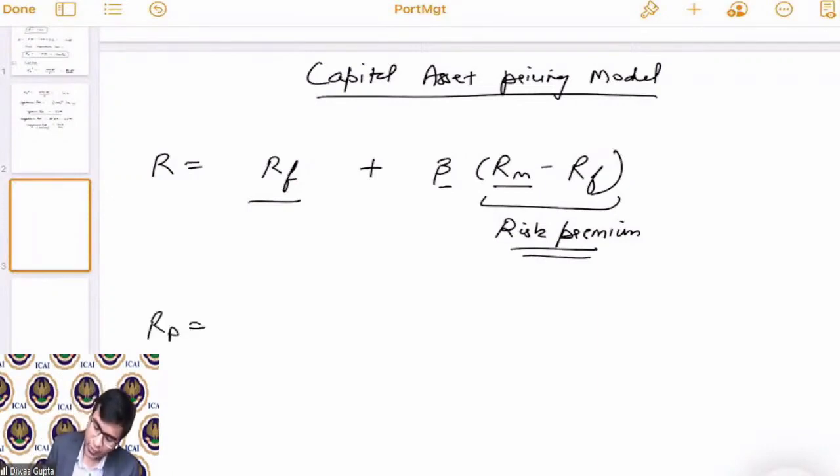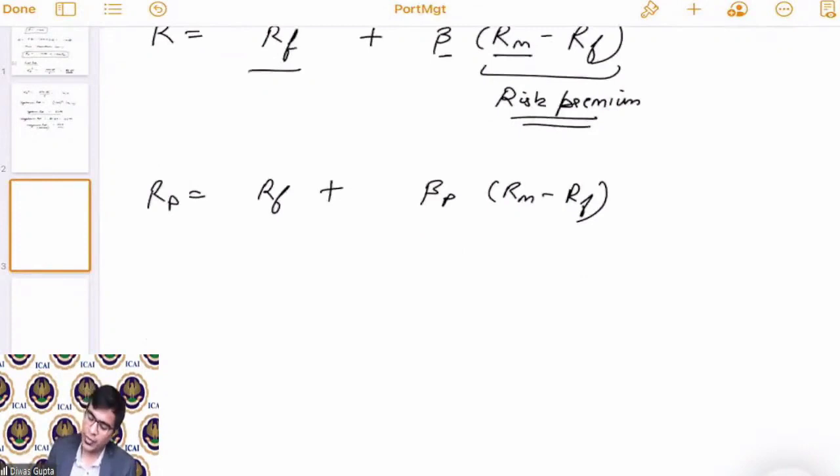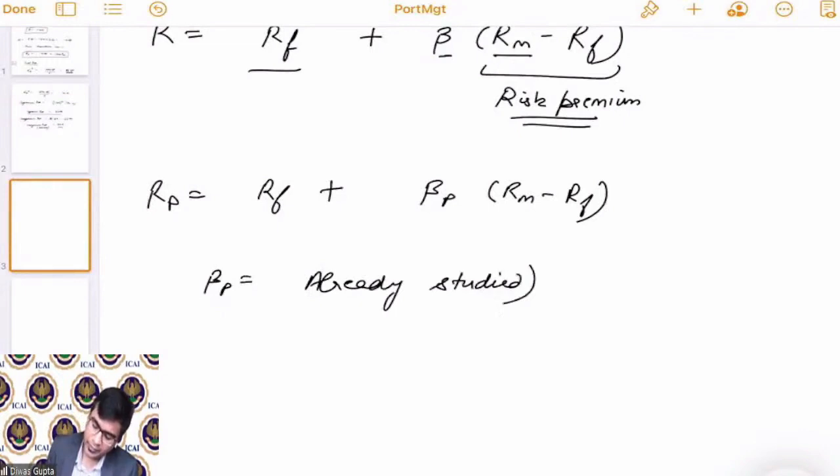For a portfolio, the return is very simple. Instead of this, we have to take the beta of a portfolio. That's all. Correct? The beta of a portfolio we have already studied. It's just a weighted average beta, correct?